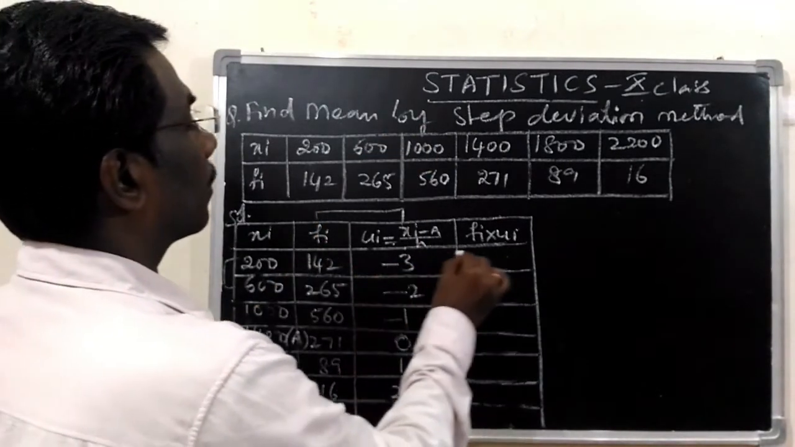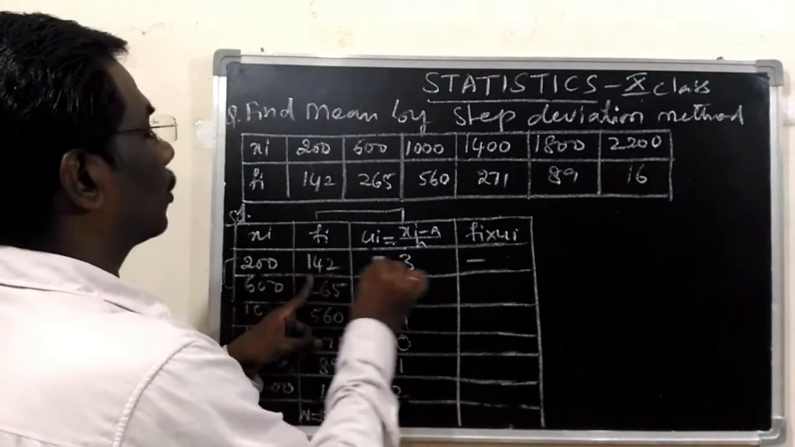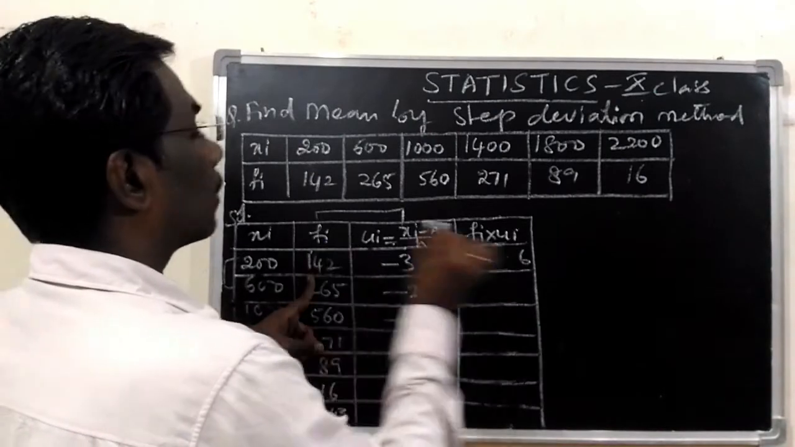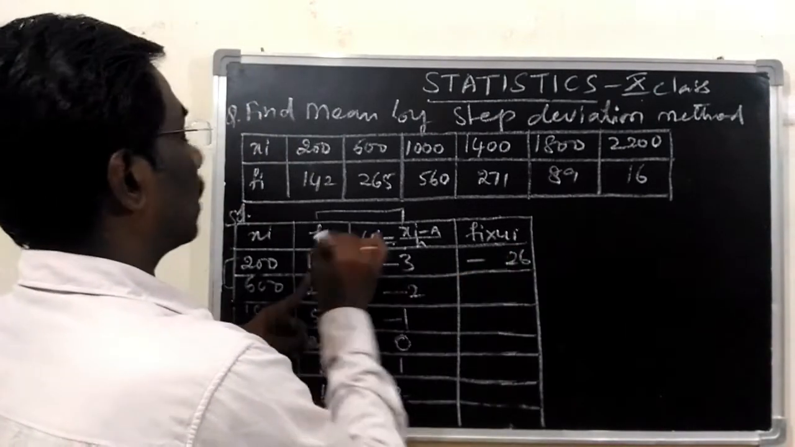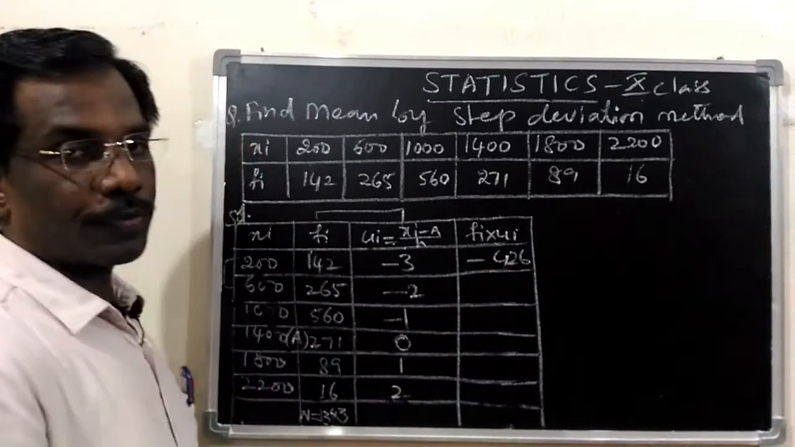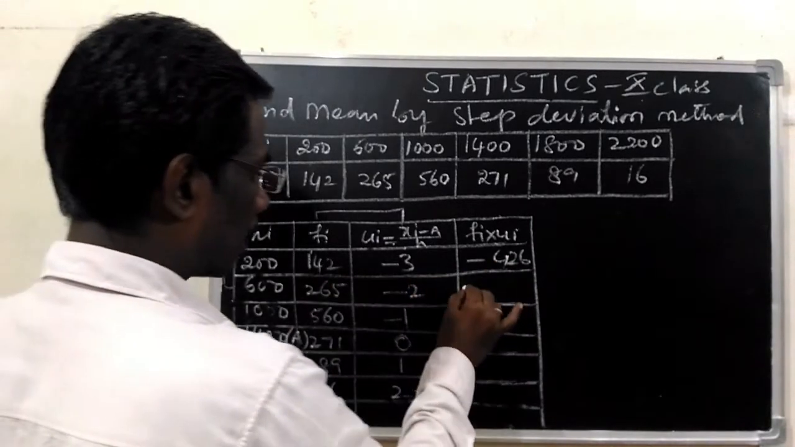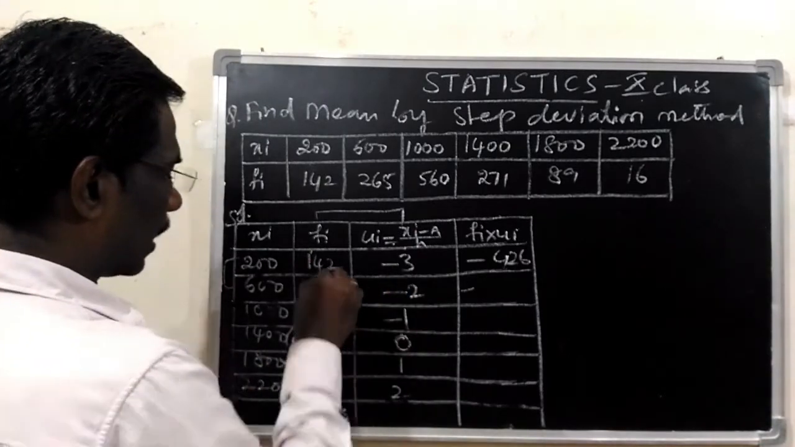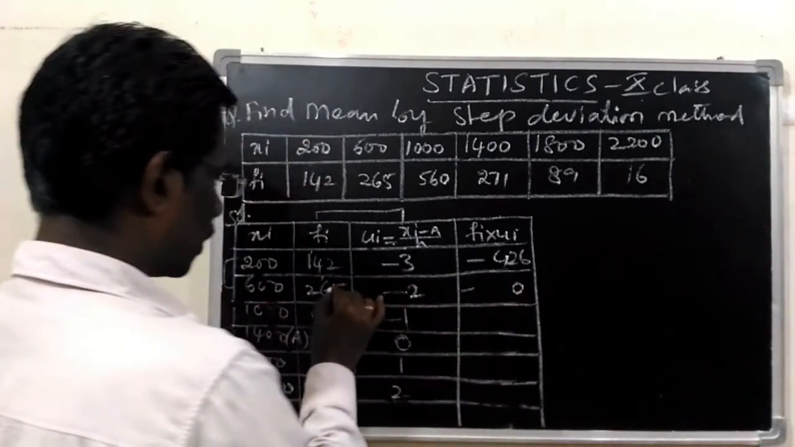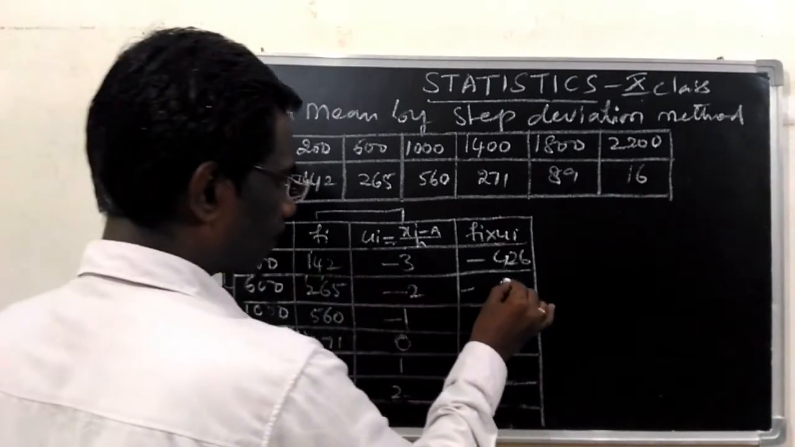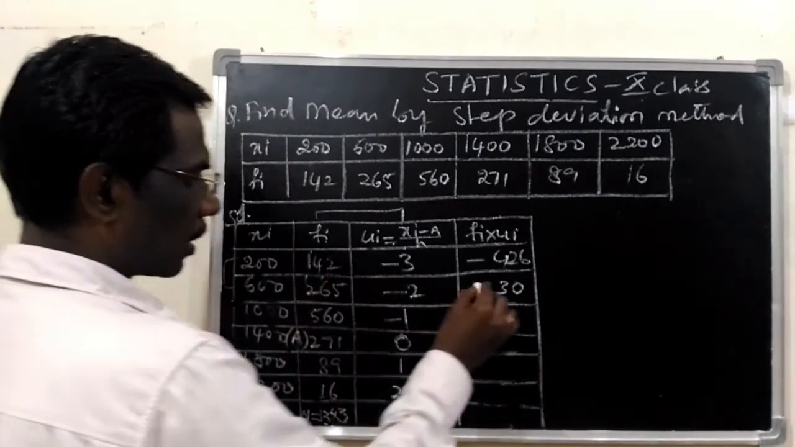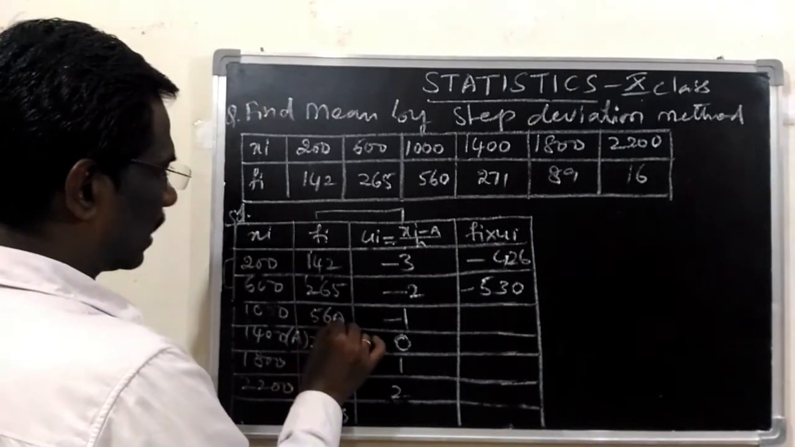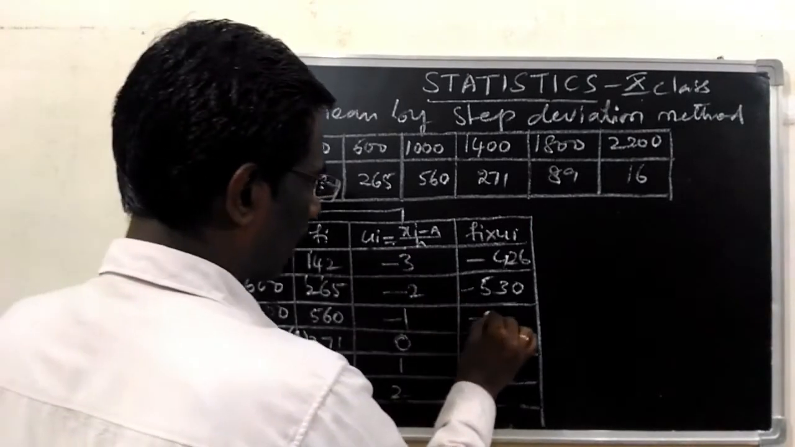Plus into minus is minus, and 142 3s are 426: 3 2s are 6, 3 4s are 12, 3 1s are 3, 3 plus 1 is 4. So it is minus 426. Plus into minus is minus, 265 into 2: 2 5s are 10, 2 6s are 12, 12 plus 1 is 13, and 2 2s are 4, 4 plus 1 is 5. Minus 530. And 560 into minus 1 is minus 560.